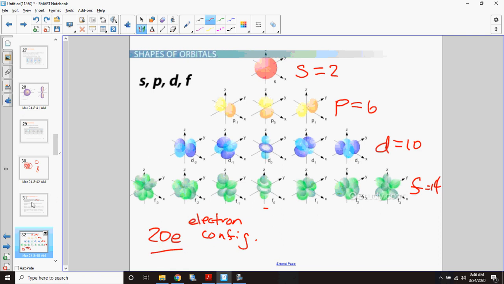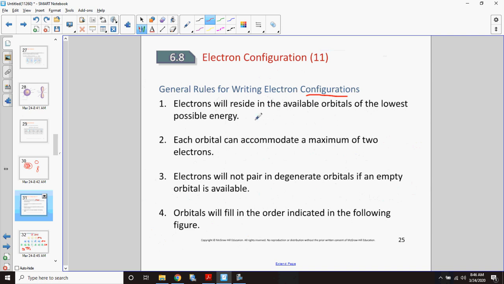All right. So the rules for writing electron configurations are here. Electrons will reside in the lowest possible energy first. And then we move up. Each orbital can accommodate a maximum of 2 electrons. And what that means is an s orbital can hold 2, but for a p orbital, there are 3 different shapes: one that goes that way, one that goes that way, and then one that goes that way. Each one of these types of p orbital can hold 2 electrons. Before we said p's can hold 6. Here's all 6 of them. This term is not going to make any sense right now. Electrons will pair. We're going to talk about orbital or electron pairing in a bit.